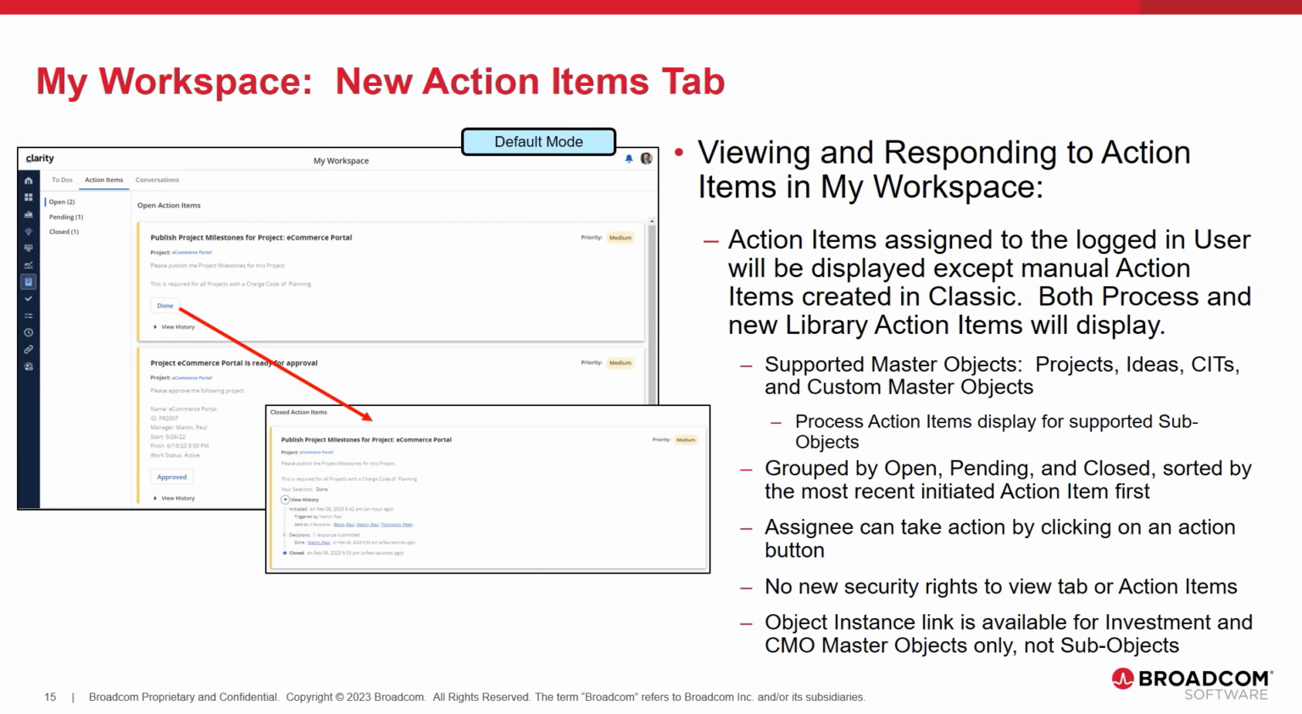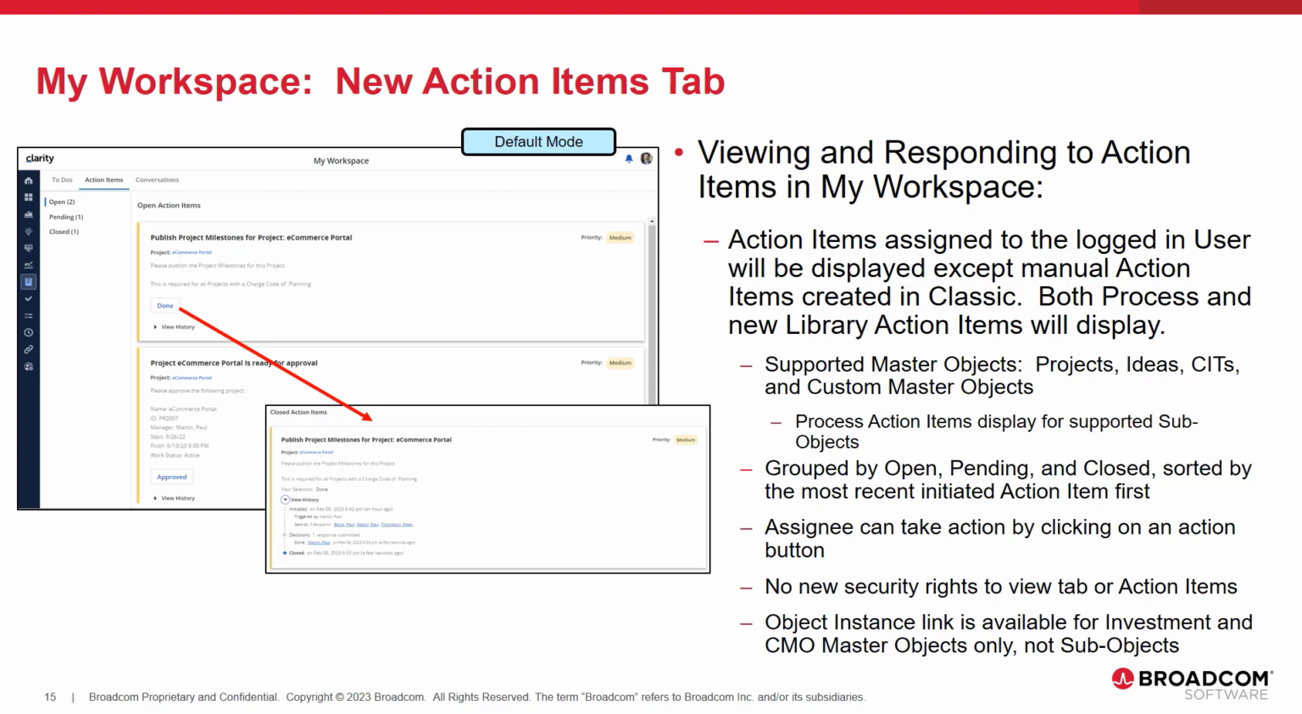I briefly alluded to My Workspace on my previous slide, and we're going to dig into that in a little bit more detail here. So as you can see, under My Workspace, we added a new tab called Action Items. And here in this work area, assignees will be able to see all the action items that they're an assignee on, regardless of if they were process action items or action items for the new library. They're going to see all of them, but they will not see any manual action items that were created in Classic.